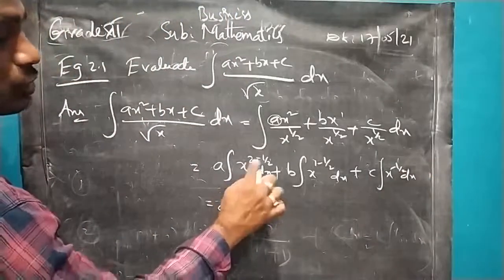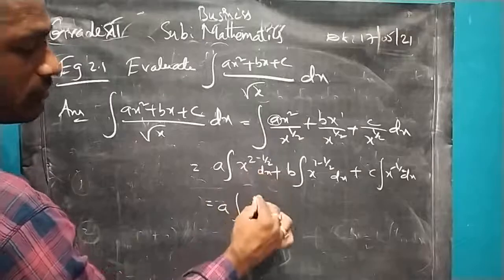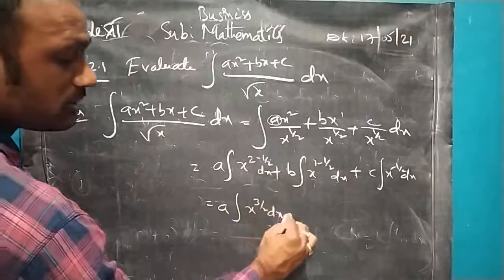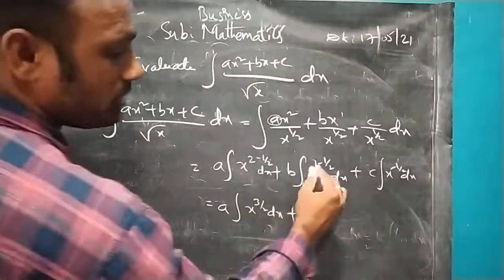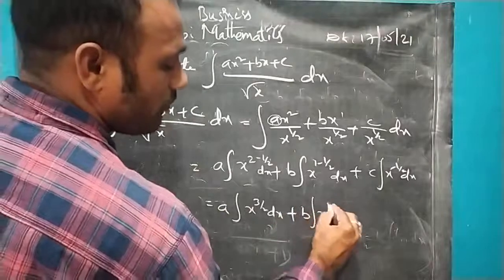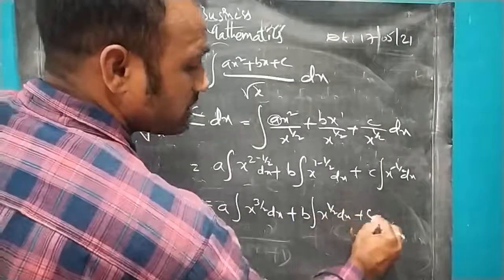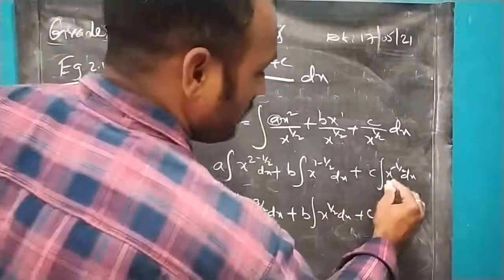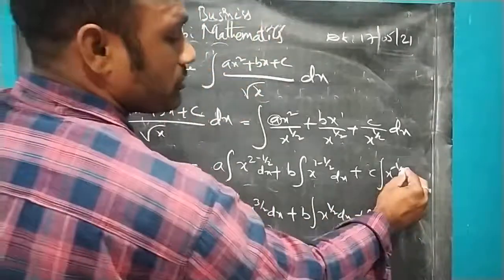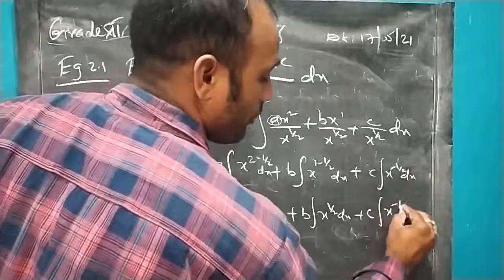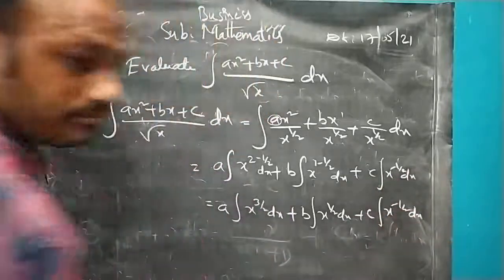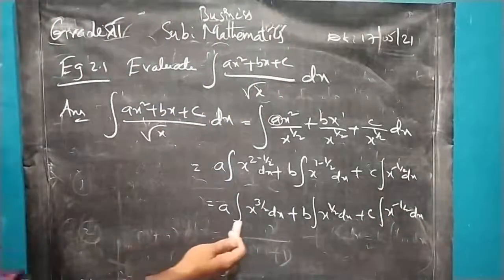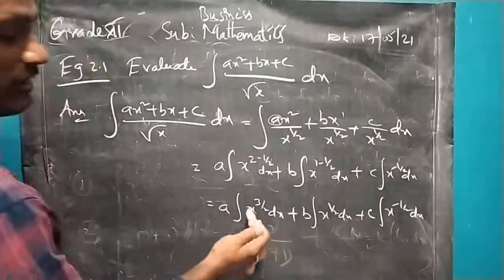Integral of a x to the power of 3 by 2 dx plus b x to the power of 1 by 2 dx plus c. Next, c integral x to the power of minus 1 by 2 dx. Now all three are in the form of x to the power of n.